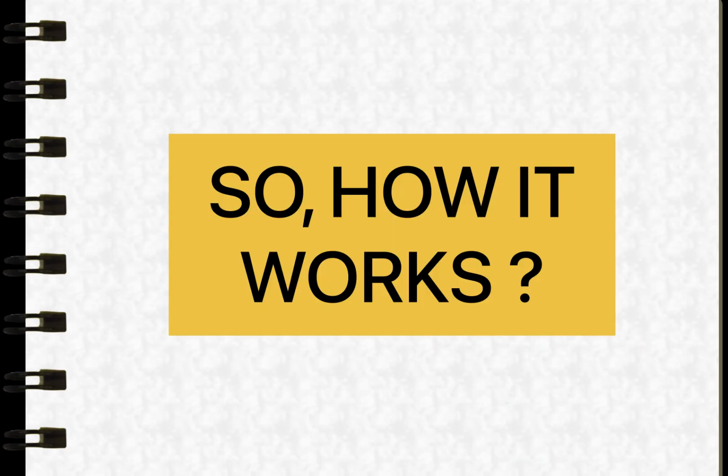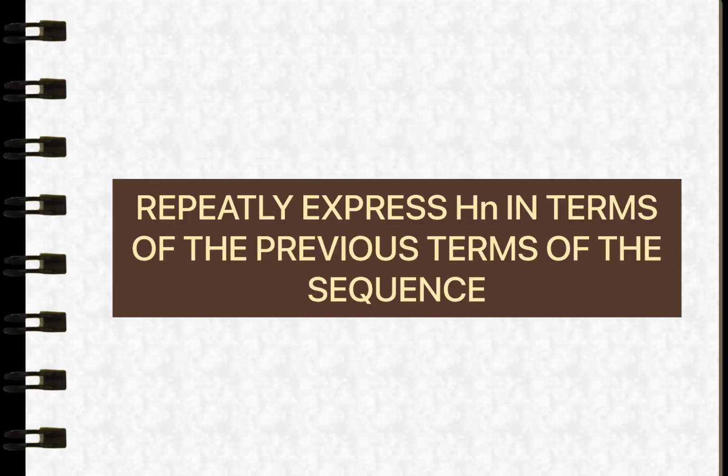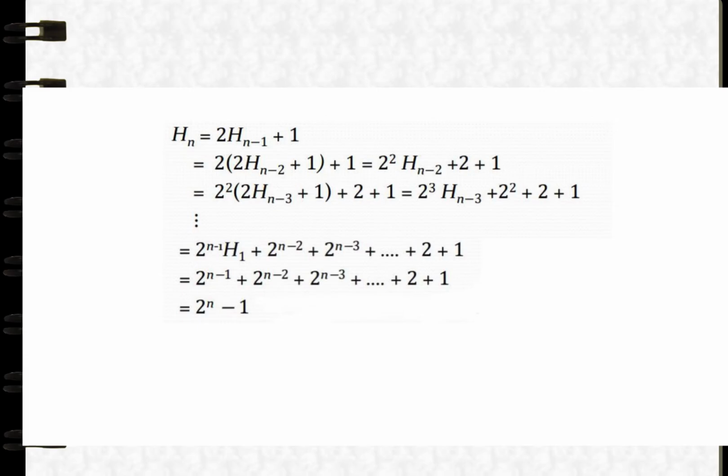So how does it work? We can use an iterative approach to solve this recurrence relation. We have to use the recurrence relation repeatedly to express H_n in terms of previous terms of the sequence. In this sequence, the previous term is H_(n-1). By applying the same theory, the recurrence relation of H_(n-1) is equal to 2H_(n-2) plus 1. After a few steps of calculation, H_n is finally equal to 2 squared H_(n-2) plus 2 plus 1.